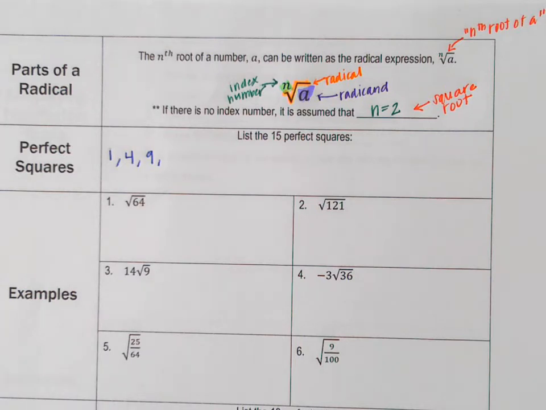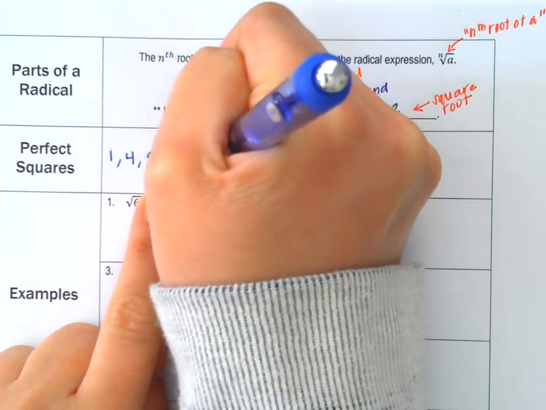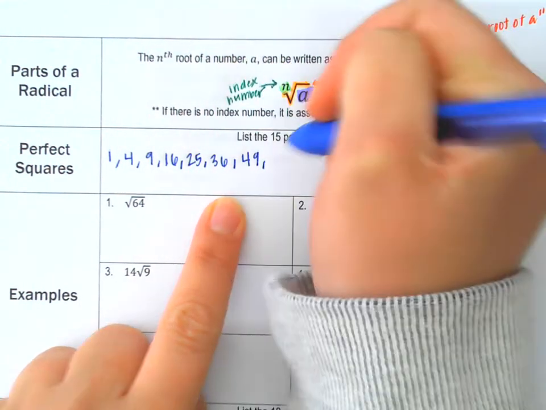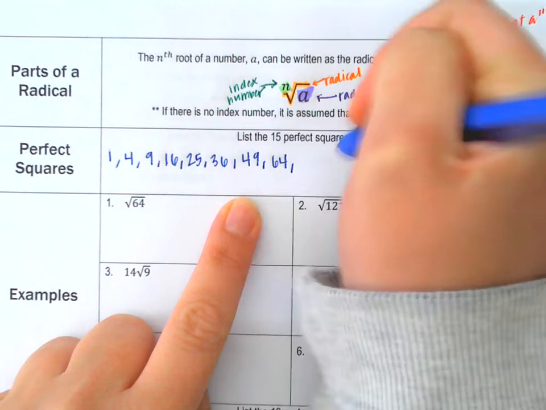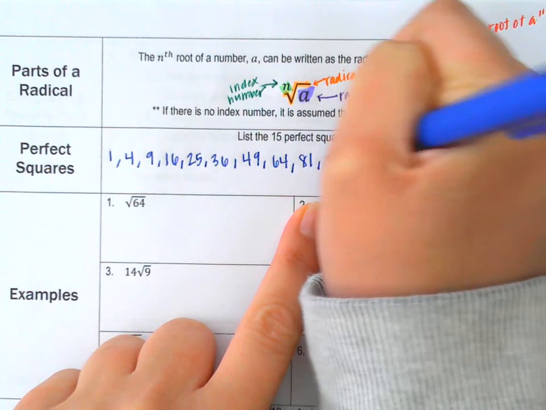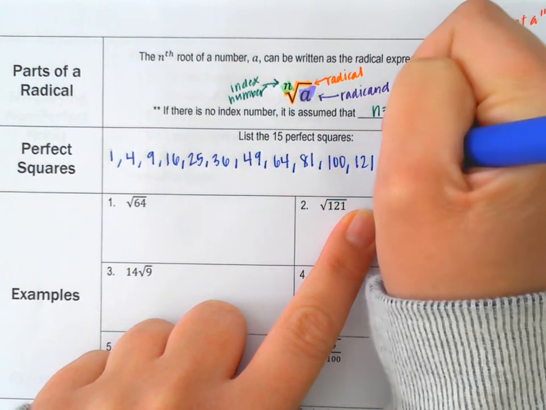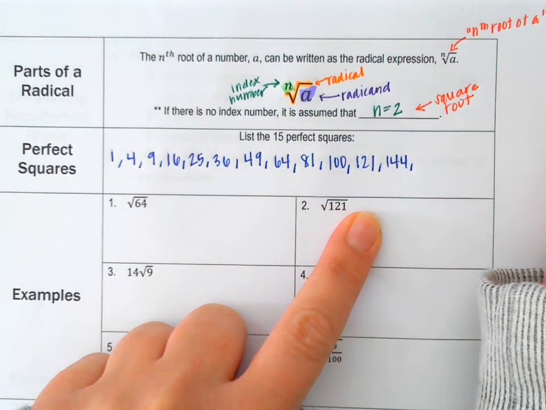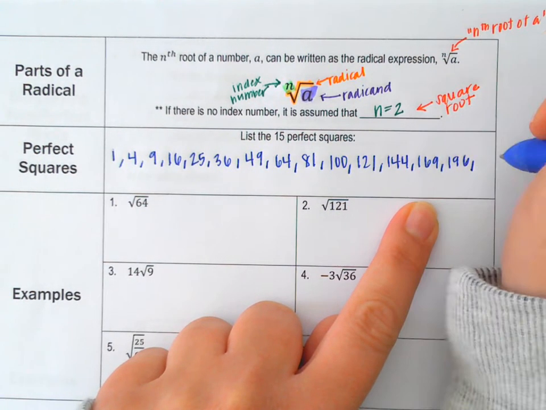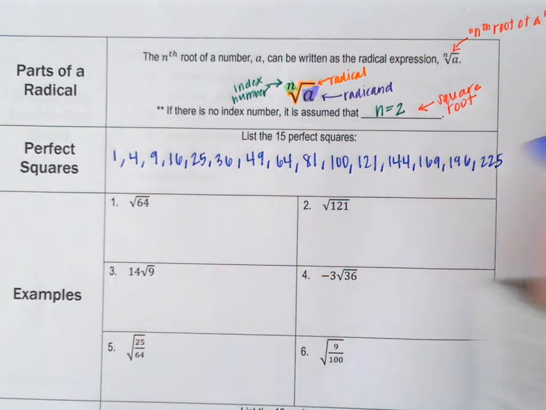Okay, so going after 9, you should have 16, 25, 36, 49, 64, 81, 100, 121, 144, 169, 196, and if only this was just a tad bigger, 225.